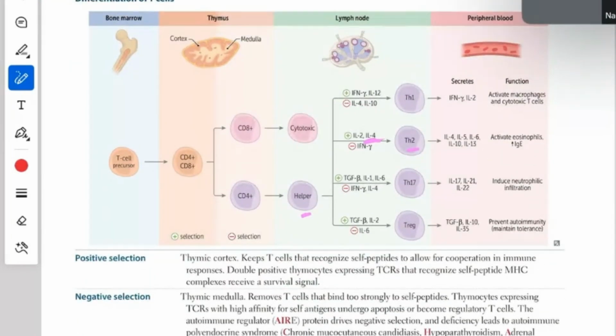Move on to today's topic. So today we're talking about differentiation of T cells. All right, that's what we're talking about. So differentiation of T cells.